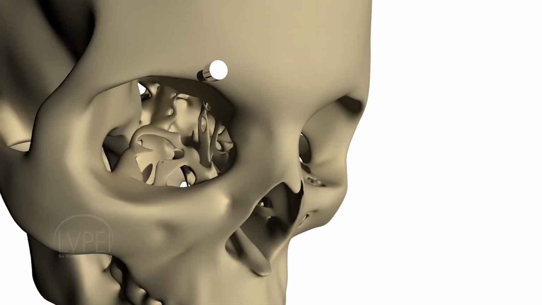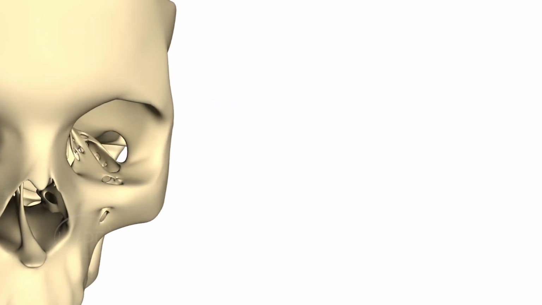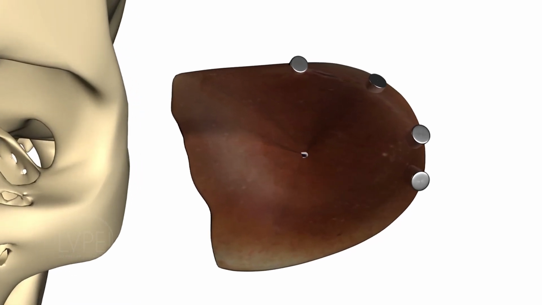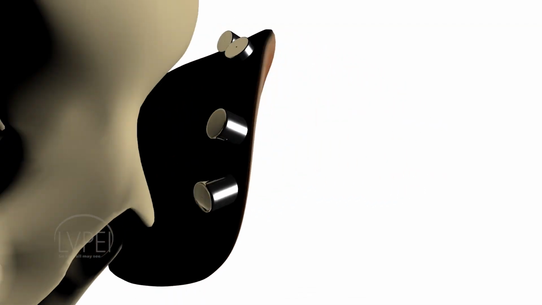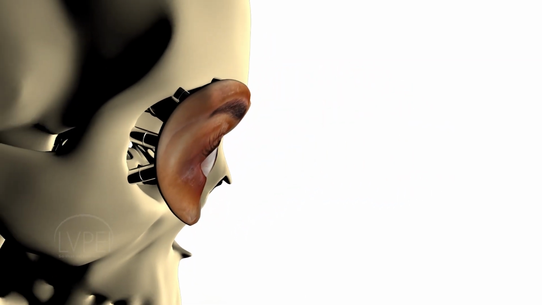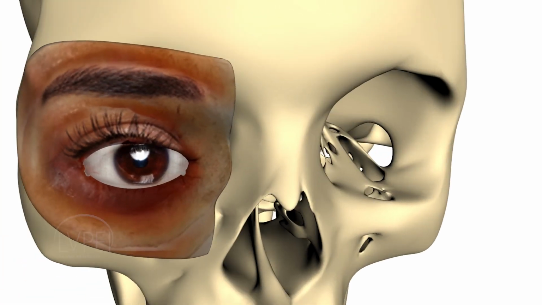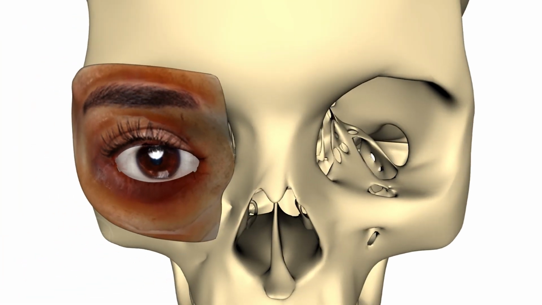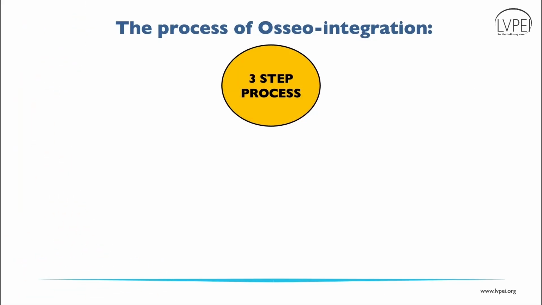Here is a simple animated video showing the surgical procedure of osseointegration. 3 to 4 titanium implants go into stable bone where an osteotomy is already made. These implants have a magnetic property. The reverse pole of these implants is incorporated into the prostheses. So, the prostheses snugly click on and click off. The process of osseointegration is a 3-step process.